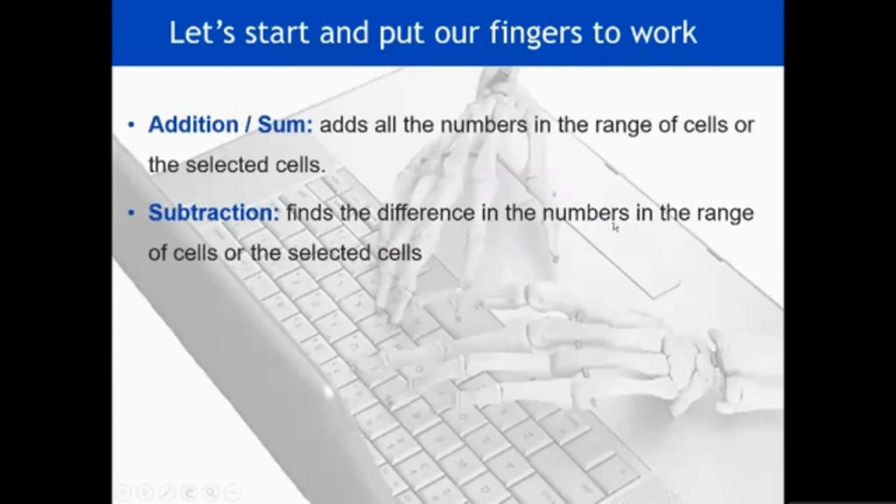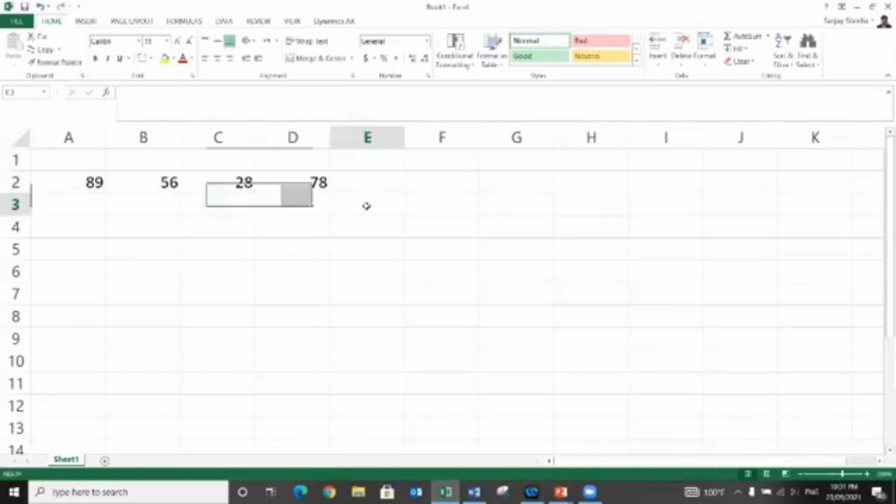Find the difference in the numbers in the range of cells or the selected cells. How it works? Let's see. I simply want to find the difference between 89 and 28. I got my result. But let's do a little complex calculation.